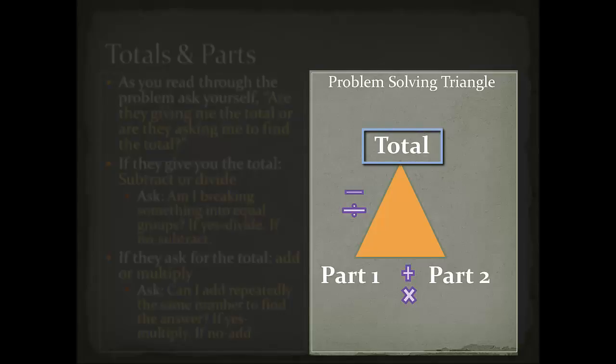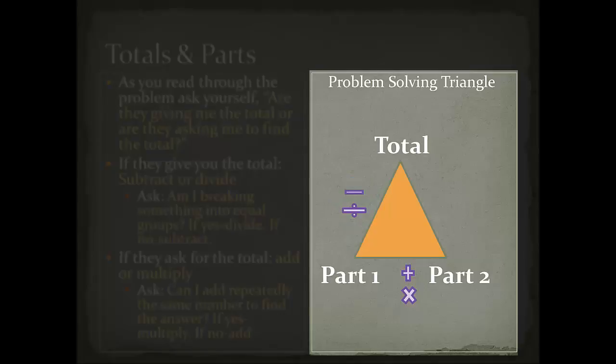At the top of the triangle you'll see total, and that's really the key. When you're going through a problem, you can see if they give you the total or if they're asking for the total. If they give you a total and a part, you're going to be limited down to two different operations, subtraction or division. So if they give you a total and a part, you can subtract to find the other part, or you can divide to find the other part.